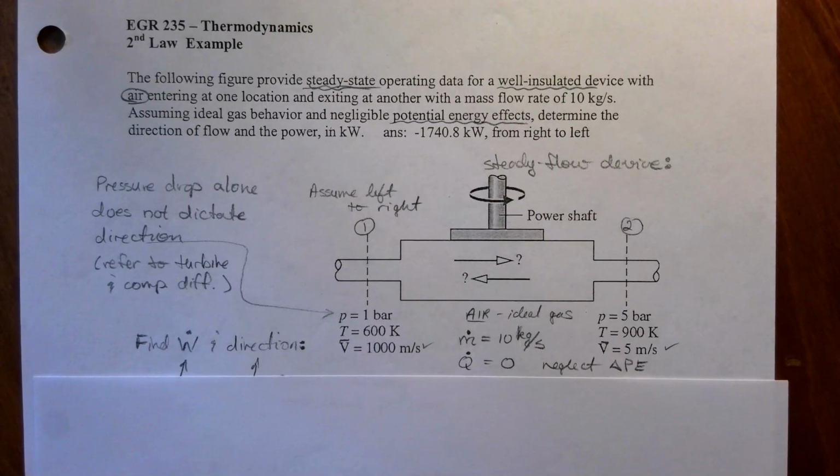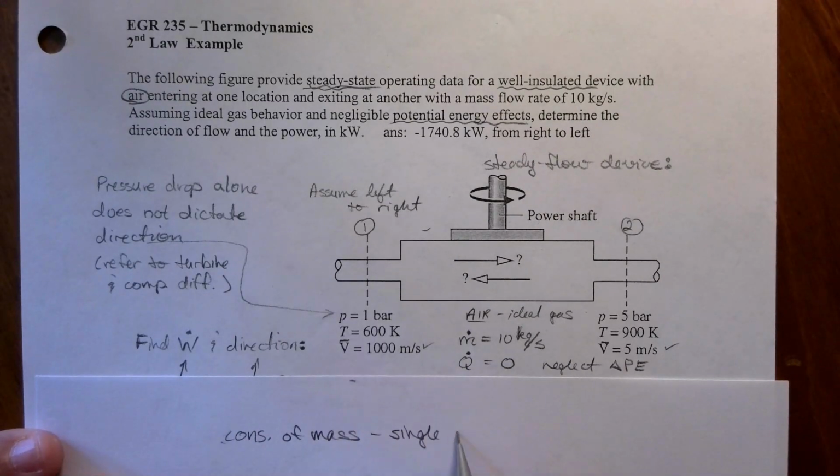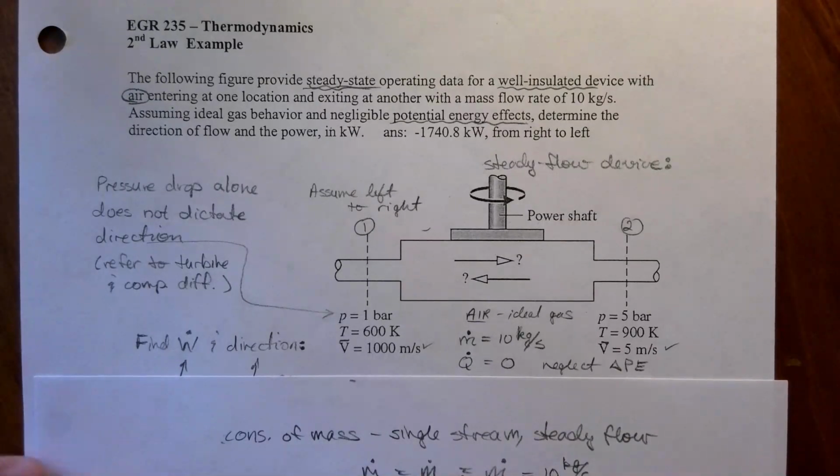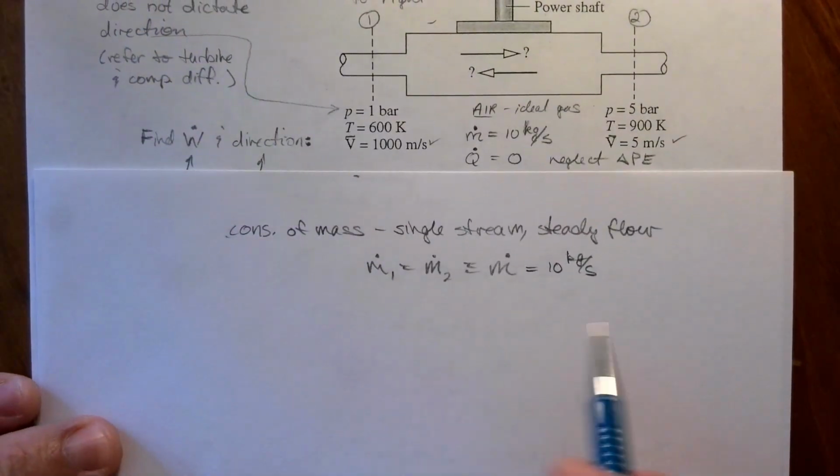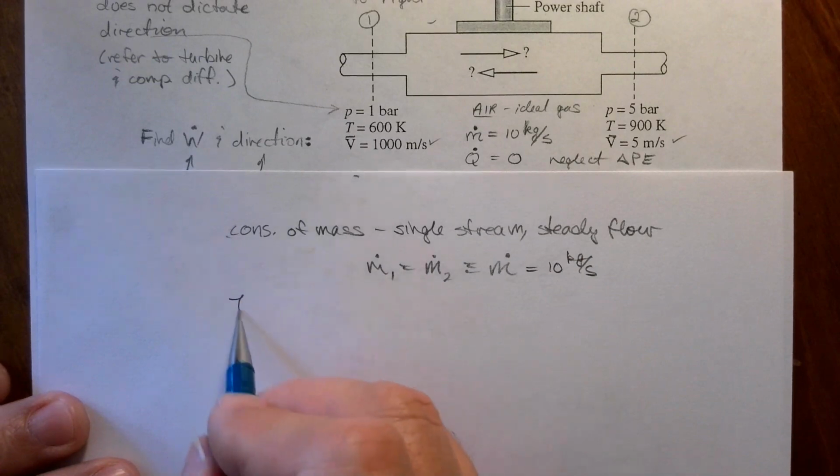Okay, so we'll write out the first law first. Oh yeah, first of all, let's do conservation of mass again. Let's do it this way. Conservation of mass. We have a single stream and a steady flow. Okay, so m dot 1 equals m dot 2. So we just have a single m dot that they give us as 10 kilograms per second. Sorry, m dot 1 is equal to m dot 2, 10 kilograms per second.